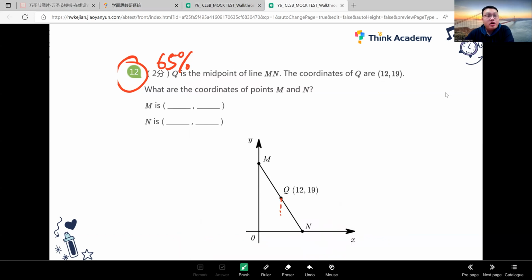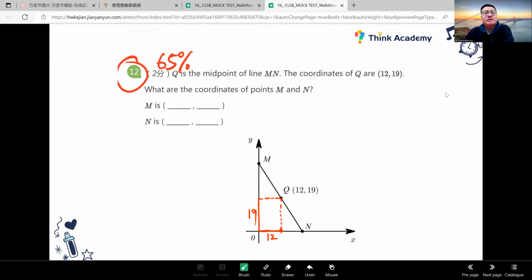So because we know the coordinate of Q is (12, 19), that means if you draw a line straight down to the x-axis, the length of this little side must be equal to 12, and this other little side is 19.